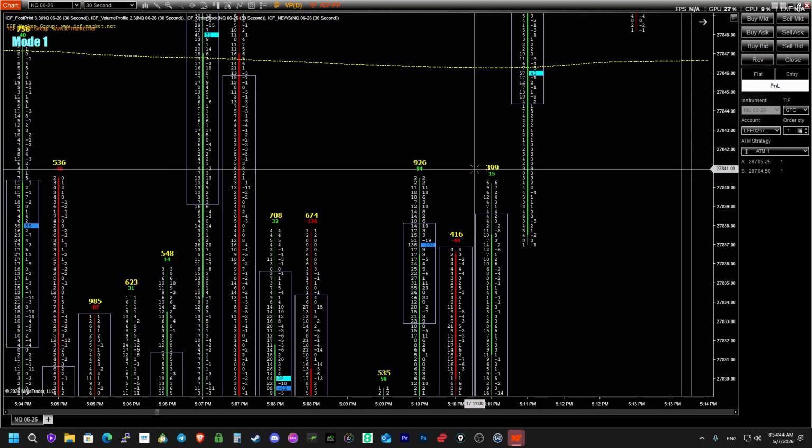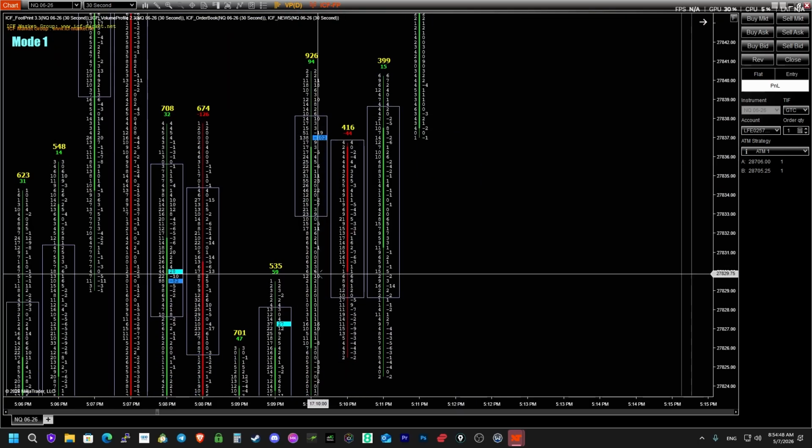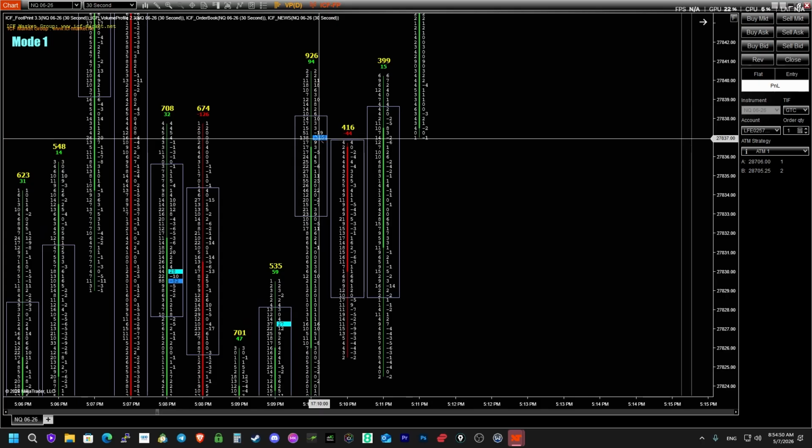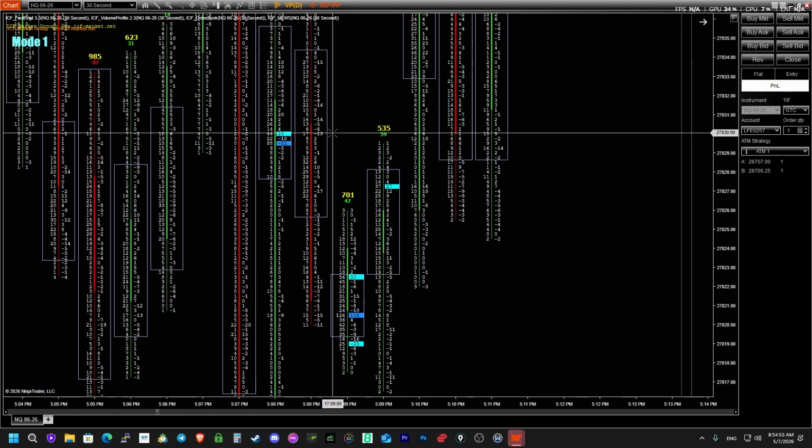And as you can see, after that, we just kept going higher. They tried to push the market down again here, and they got absorbed again. Look, multiple opportunities to enter the market, but at different entry points.